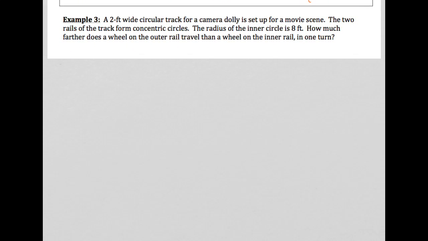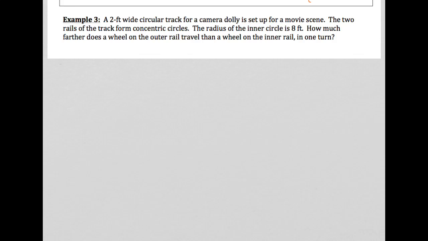Alright, let's look at example 3. A 2-foot wide circular track for a camera dolly is set up for a movie scene. The 2 rails of the track form concentric circles, which means one is inside the other one. The radius of the inner circle is 8 feet. How much further does a wheel on the outer rail travel than a wheel on the inner rail in one turn?